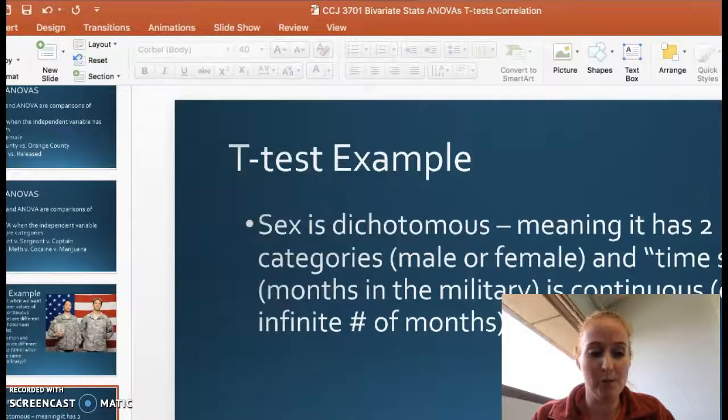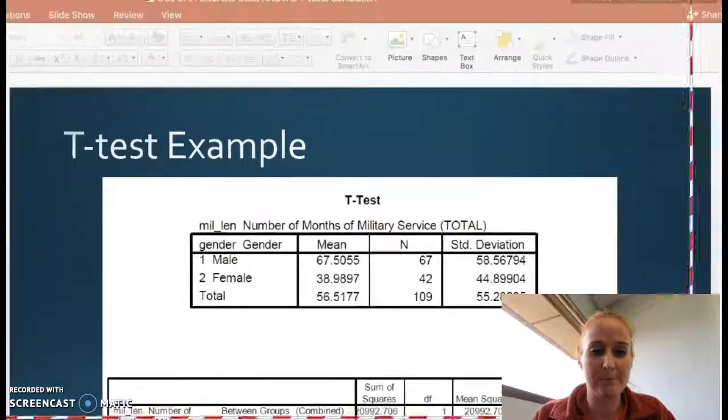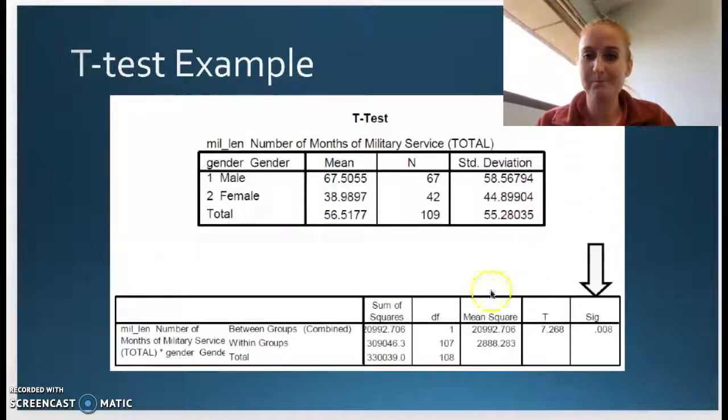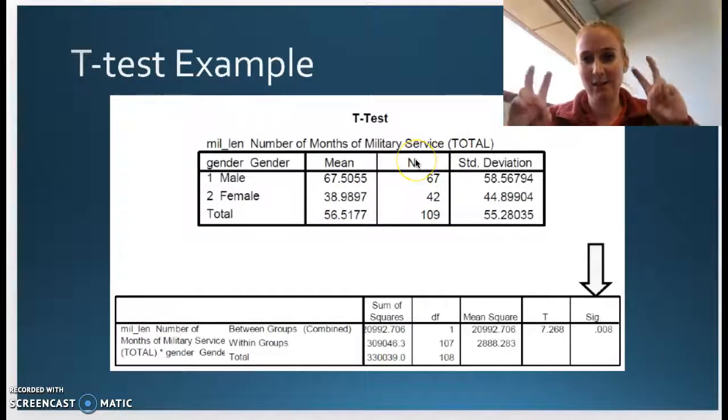Okay, but let's look at what the output looks like. So this is the kind of output you would get right here. So you would get a little descriptive statistics box that would say what the means are across those two groups. So let's look at that first. So here's gender, male, female, and then here is number of months served in the military. So for males, the average or the mean months served is 67.5. For females, it's 38.9 months served in the military. So for men, it's about 5.5 years? For women, it's a little less than 4 years. And we had 67 men and 42 women. That's the N. That's our sample.